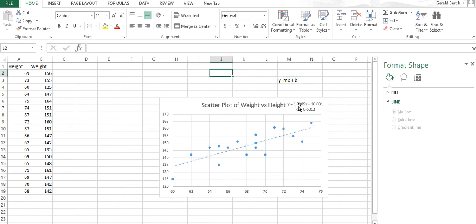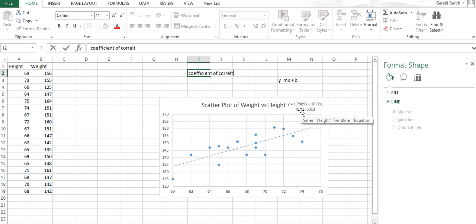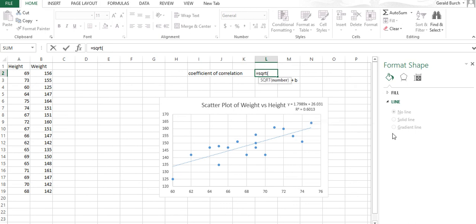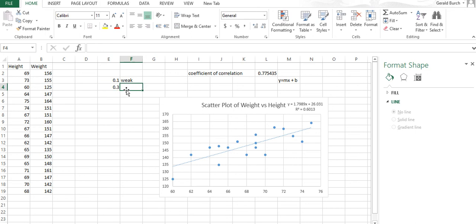That R squared is also very important to us because that is the coefficient of determination. But the coefficient of correlation, which we should all be very familiar with, is just listed as R. And R is nothing more than the square root of the R squared value, which is 0.6013. In this case, the correlation coefficient is 0.77, and that is a high correlation because, as we know from before, 0.1 is normally considered a weak correlation, 0.3 is a moderate correlation, and finally, 0.5 is a strong correlation.